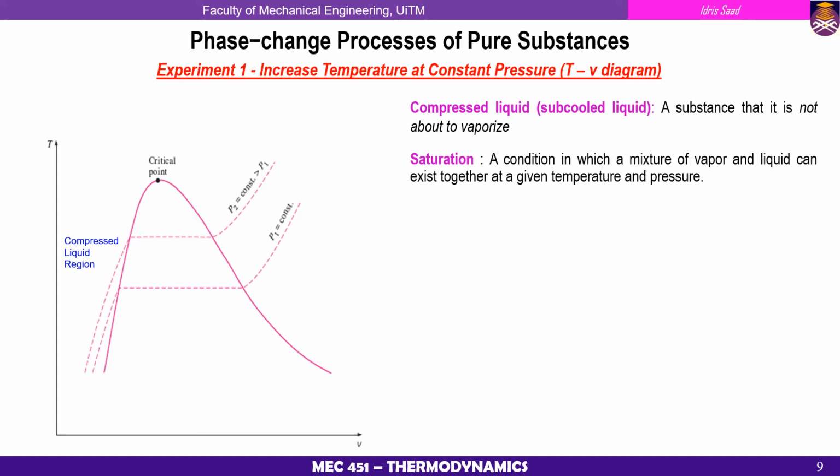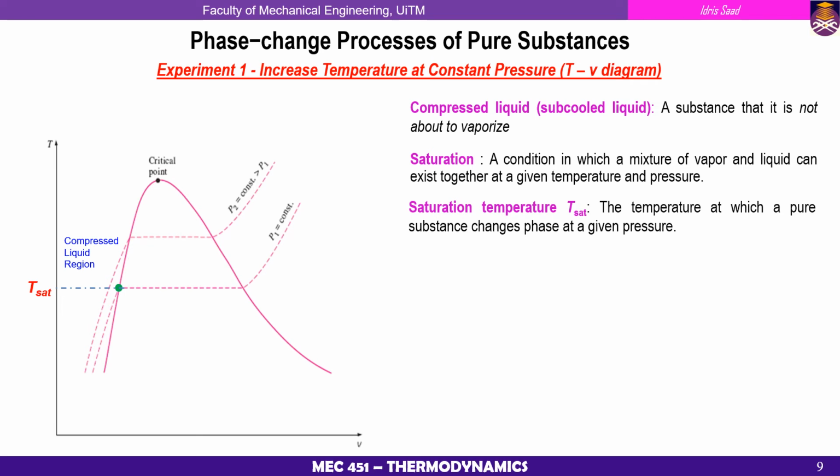Based on this statement, we need two intensive properties, the pressure and temperature, to define the term saturation. Since we perform the experiment in a constant pressure process, then we should learn about the saturation temperature. The saturation temperature, which is denoted as T sat as shown here, is defined as the temperature at which a pure substance changes its phase at a given pressure. As you can see on this diagram, the pressure line, which is plotted in a dashed line on this TV diagram, P2 is higher than P1. Therefore, the saturation temperatures of P2 and P1 are different. So, that is what is meant by the saturation temperature.